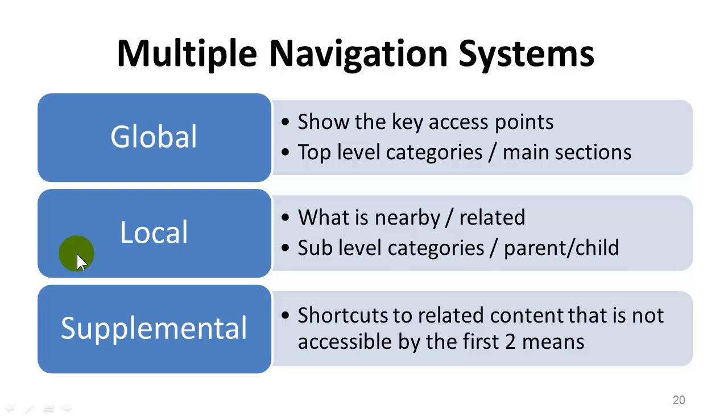So the book talks about multiple navigation systems. We have a global navigation system which shows the key points, the key top-level categories, the main sections. We might have a local one. So underneath each global category, there might be some local subcategories. This concept of a parent-child relationship in navigation is very common, especially on the web. We might also have what is called supplemental navigation, some shortcuts to some content that is important but really doesn't fit into the two above types.